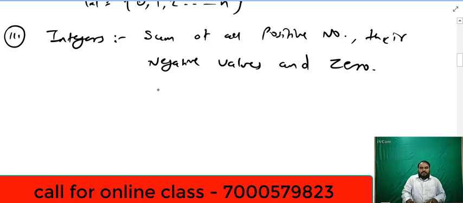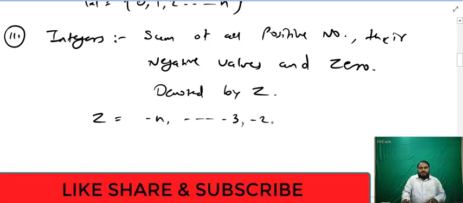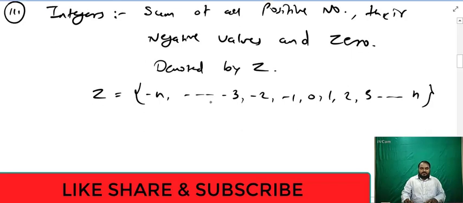Okay, we denote integers by Z. Z is equal to minus n up to minus 3, minus 2, minus 1, 0, 1, 2, 3, up to n. All the positive numbers, their negative values and zero together are called integers.